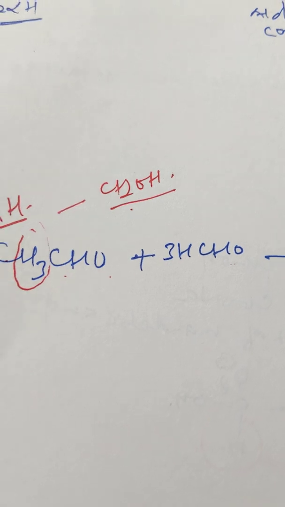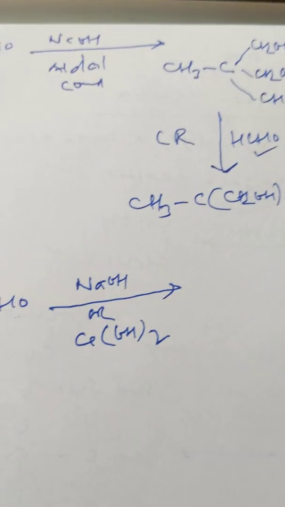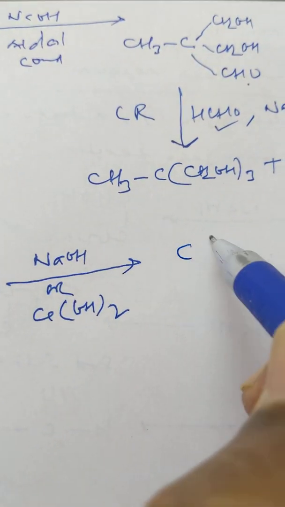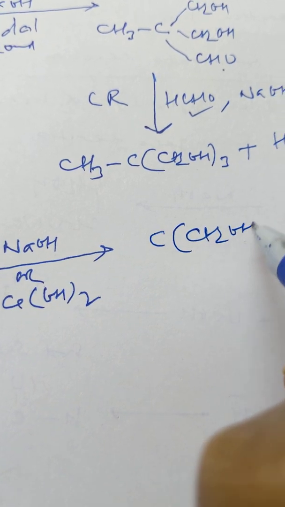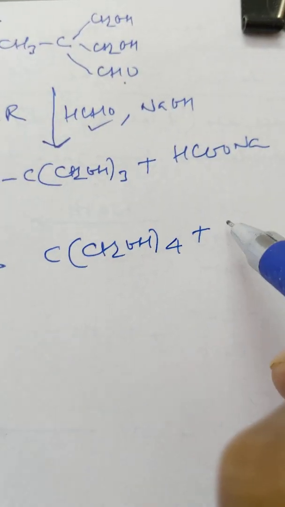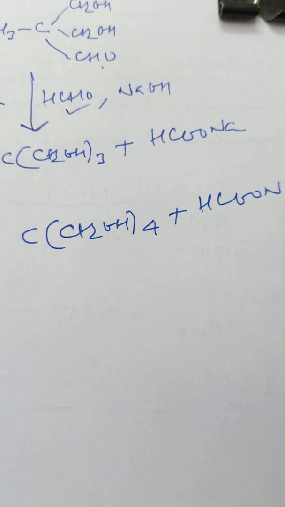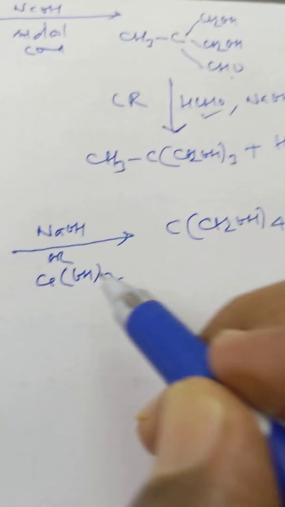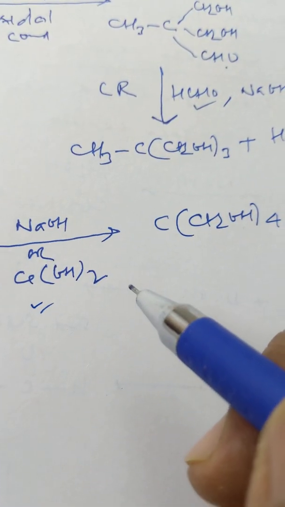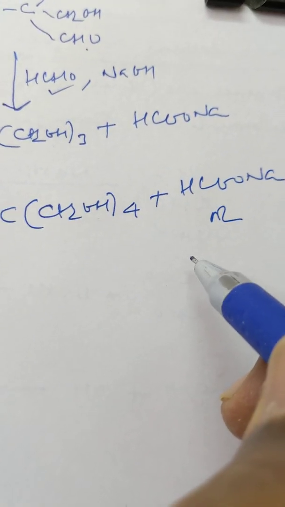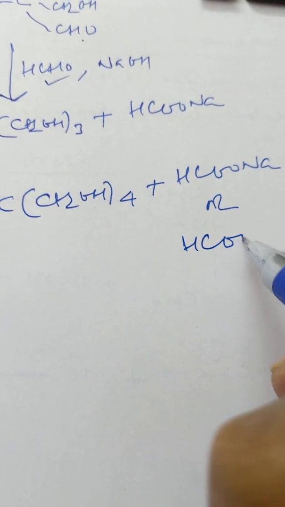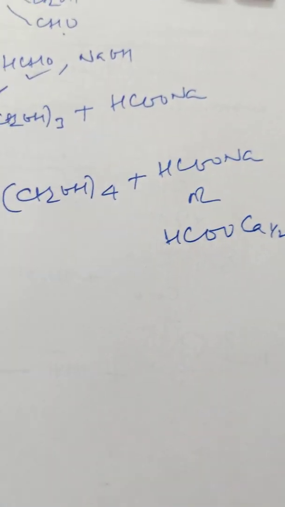The product formed with this reaction will be C(CH2OH)4 plus HCOONa, and if it is given calcium hydroxide, we can write it like this: (HCOO)2Ca, with calcium half, the same thing.